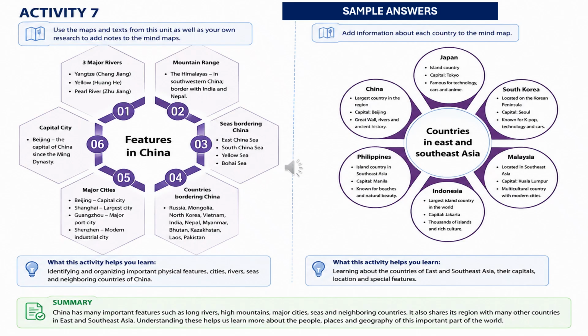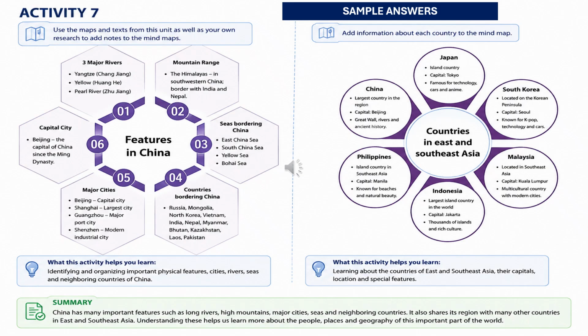Can you remember the three major rivers of China? Yes, they are the Yangtze River, also known as Changjiang, then the Yellow River, also known as the Huanghe, and the Pearl River or Zhujiang. These rivers have supported farming, transportation, and trade for thousands of years. If you are not able to find them, you can do more research on this. You are allowed to do research.